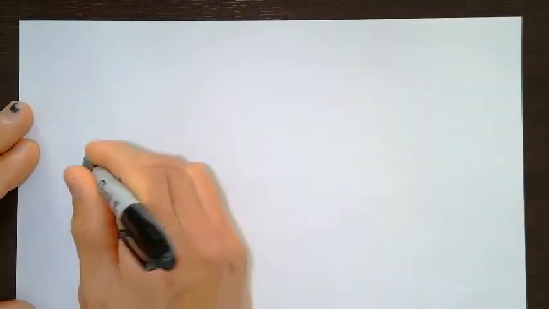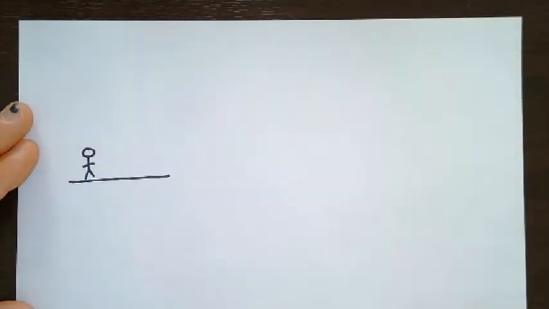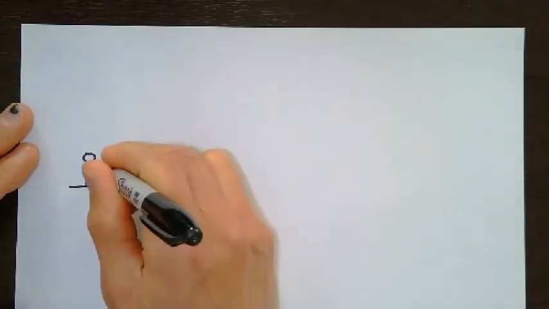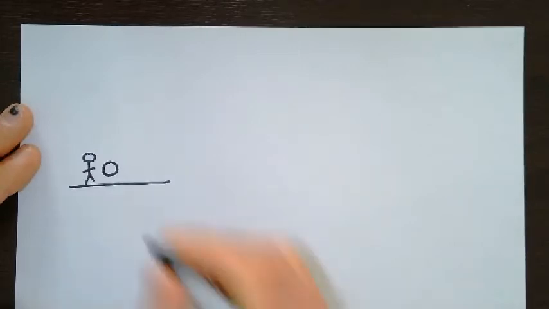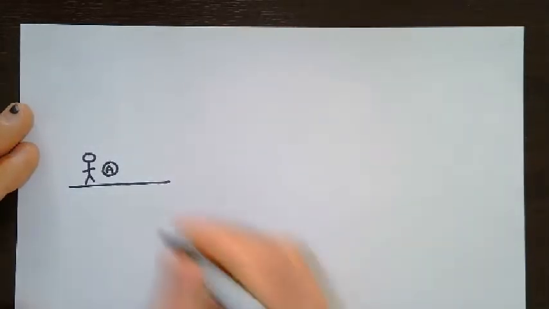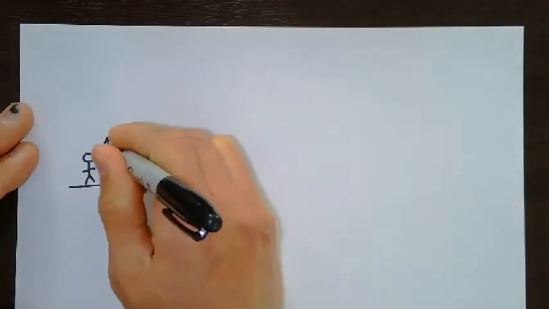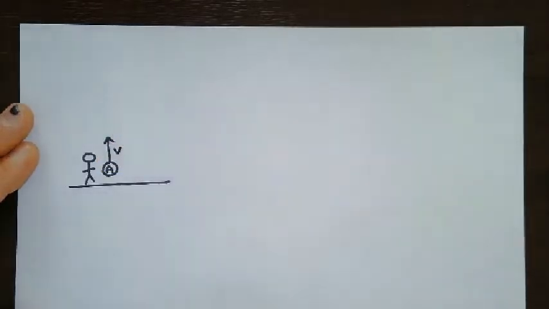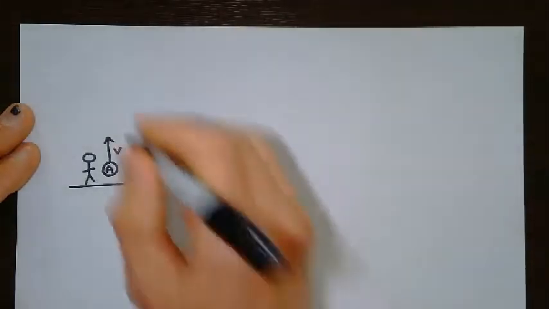I'm going to draw a stick person here, and I want to represent the person throwing the ball straight up. Maybe at the very beginning, in position A, the ball is in the person's hand and they are giving it a throw upwards. So this arrow represents the ball's velocity. Now, I'm just going to sketch the ball in future positions.